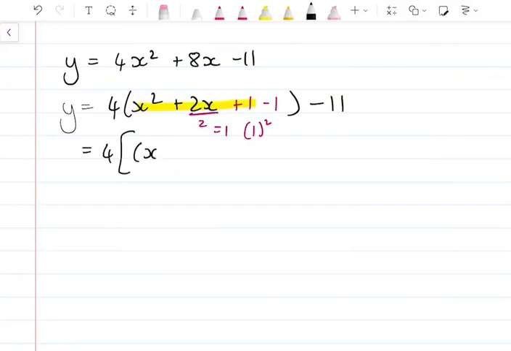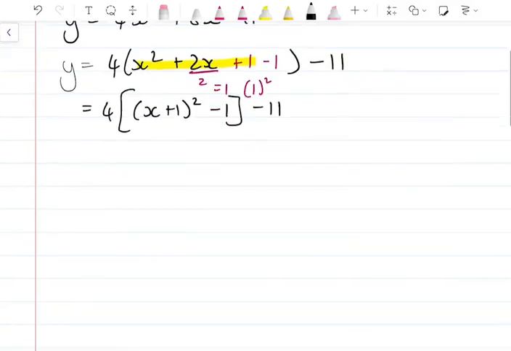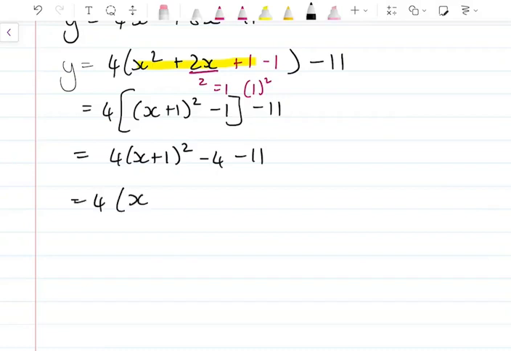So I'm going to be left with (x + 1) squared, and then I'm going to have minus 1 minus 11. Okay, and then if I multiply my 4 into the big brackets, I'm going to be left with 4(x + 1) squared minus 4 minus 11, which becomes 4(x + 1) squared minus 15. I hope all of you got that right.